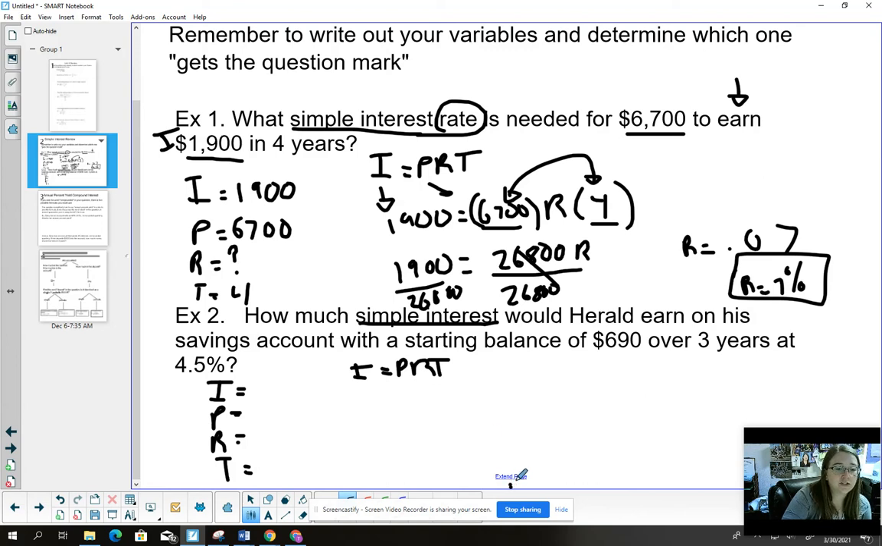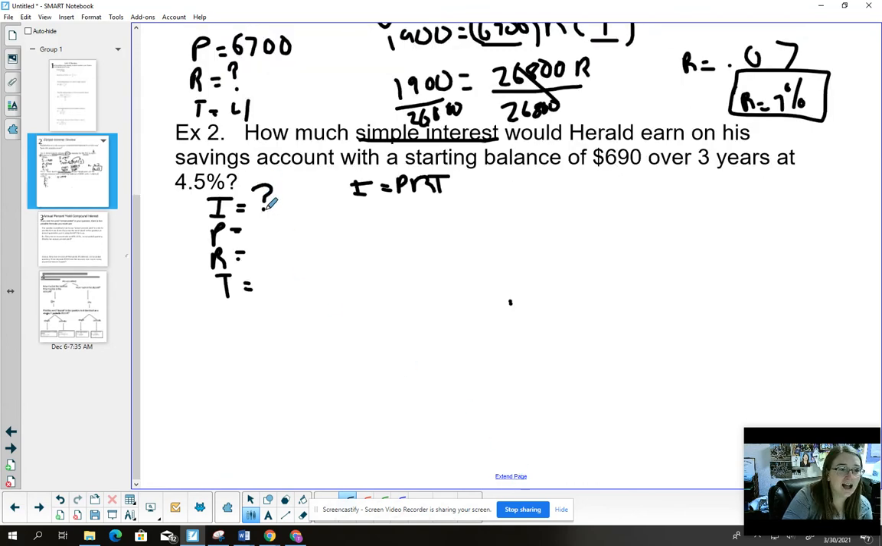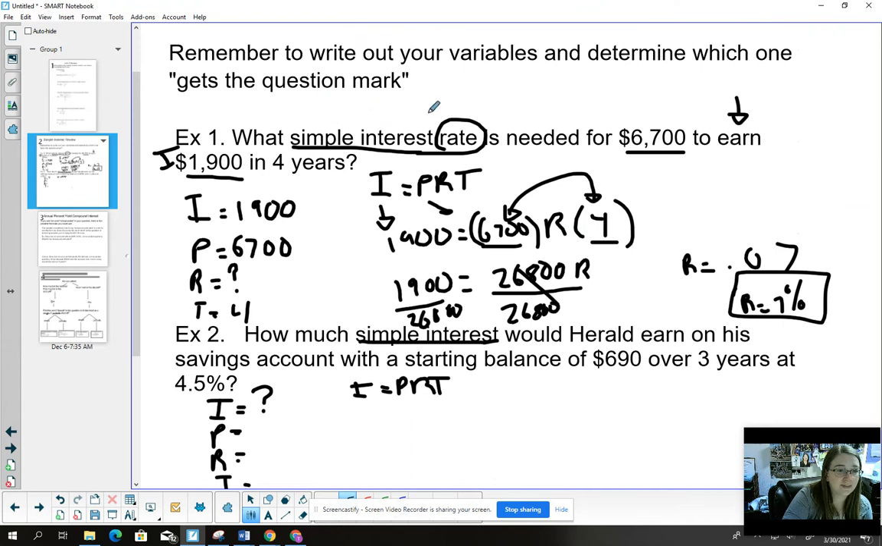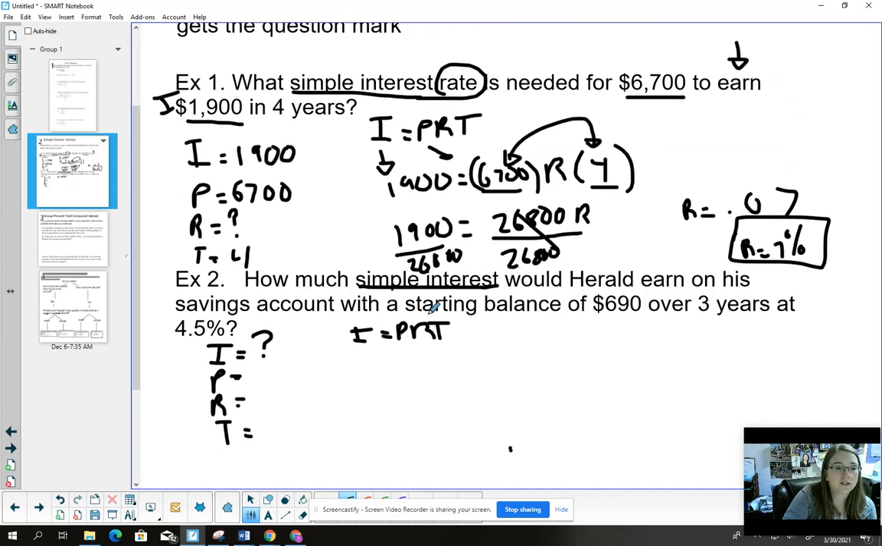Okay, so how much simple interest? That is I. Notice again, what simple interest rate versus how much simple interest. Those are different variables, I versus R, yeah? Starting balance of 690, that's the principal. That's the definition of a principal, starting balance. 3 is T and 0.045 is R.